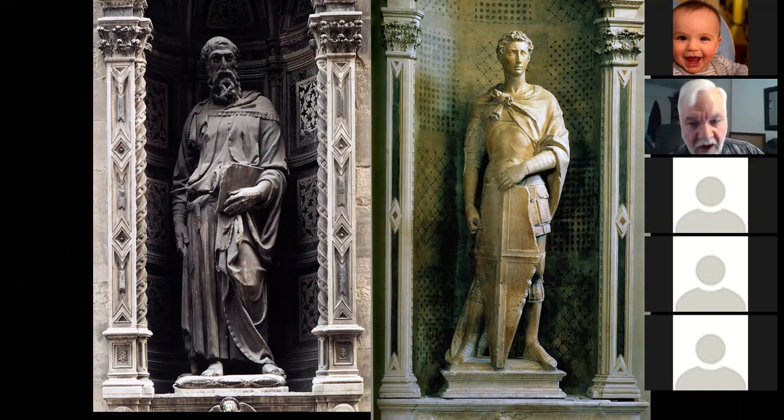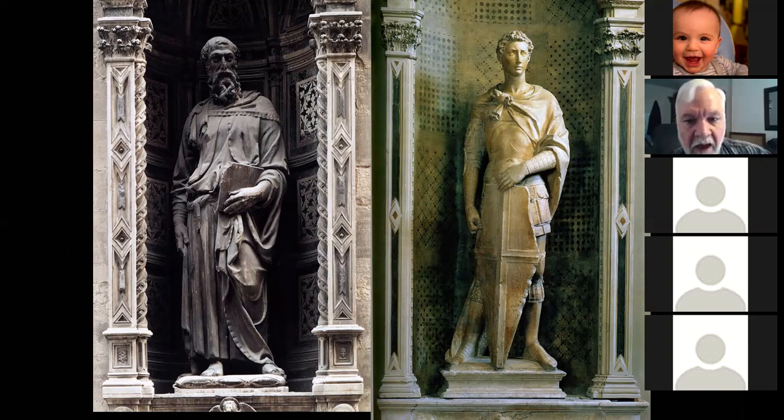He is in contrapposto, and you can see that this leg, I guess his left leg, is the engaged leg, but the other leg also does support some weight, so that St. George is ready to move. He's ready to spring into action. He's not as relaxed as St. Mark is. He's ready, he's nervous. He has a sort of energy where we feel that his body is tensing up for a great confrontation that's going to happen.